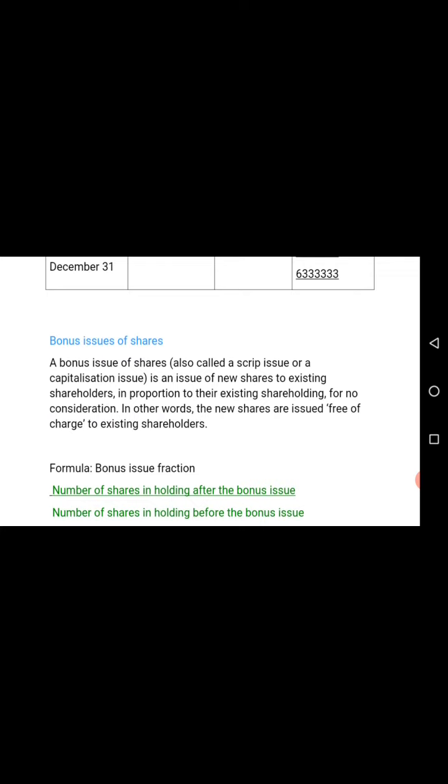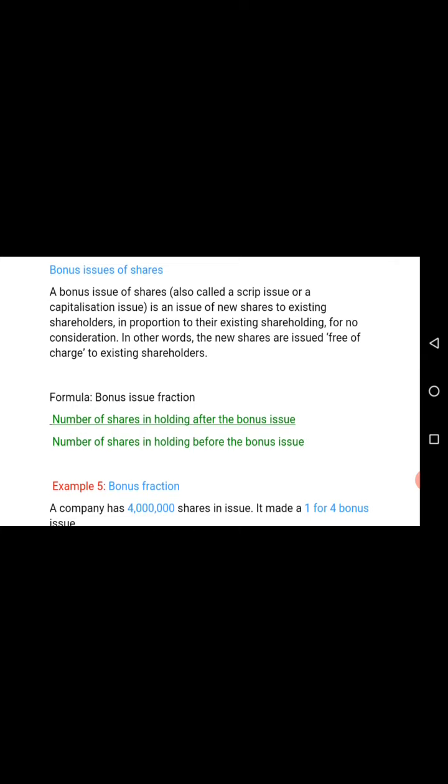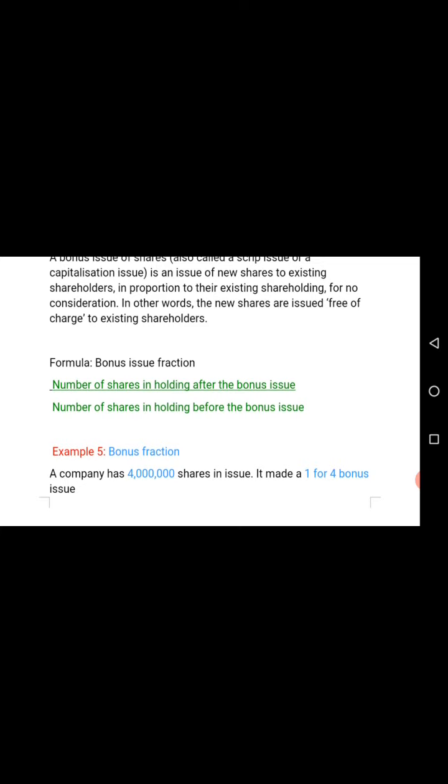Now, this bonus issue, how do we share it among them? We share it based on their percentage ownership in the company. As I said, the 10% guy gets more than the 1% guy when a bonus issue is made, and it's free of charge. They give you free. So we have the formula for bonus issue, the fraction to get it: number of shares in issue after the bonus issue over number of shares in holding before. Now, before the new shares are given to you as an existing shareholder in the company, and after. So the after is the numerator, the before is the denominator, A over B.